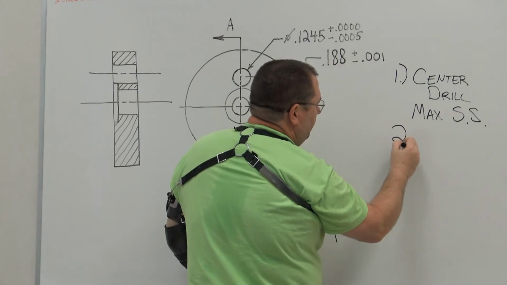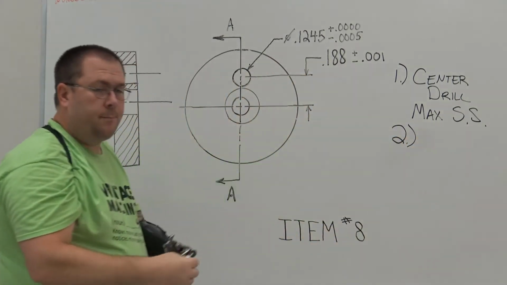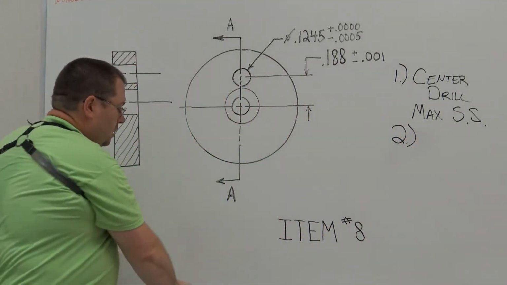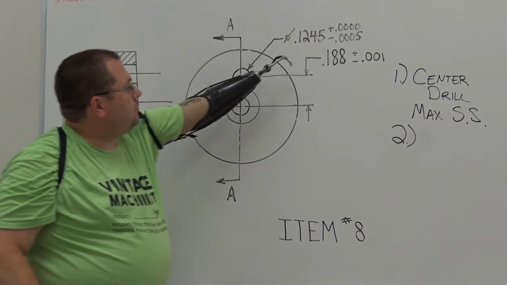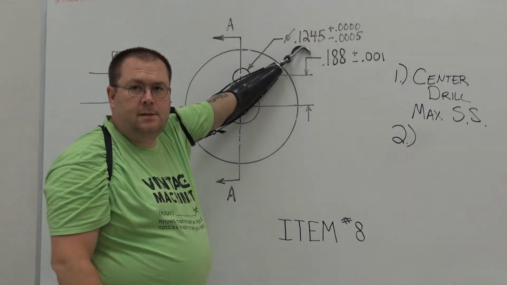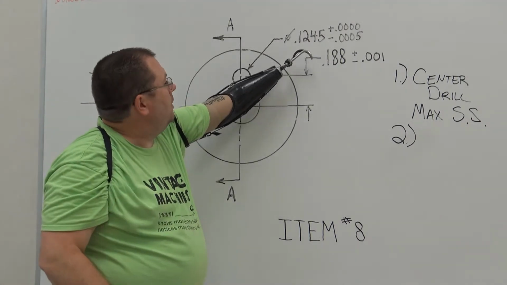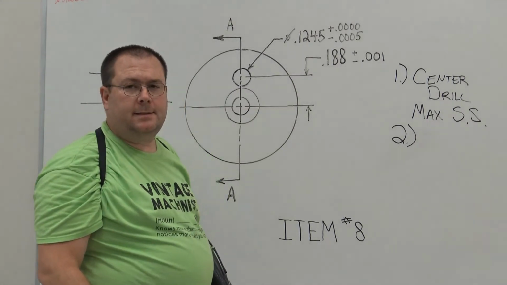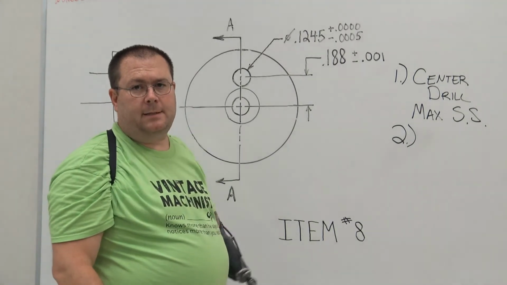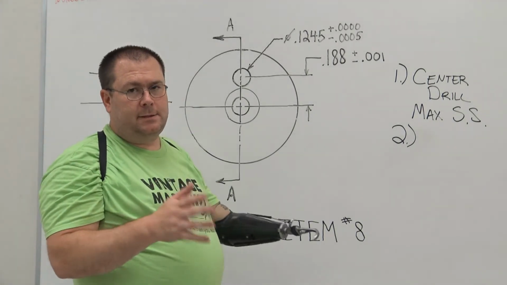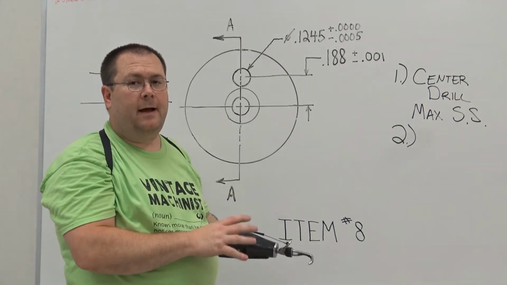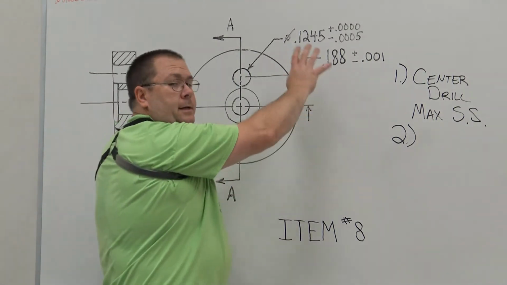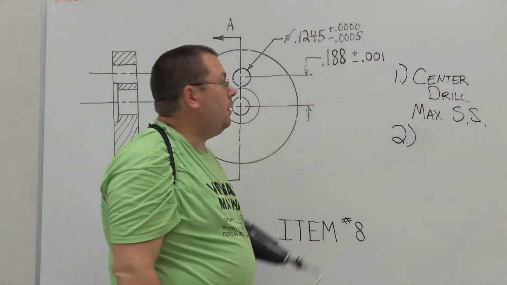Number 2, we're going to put a hole in there. Well, it already tells us right here that the hole needs to be, when we're finished, 124.5 thousandths plus nothing minus a half. I could go as big as minus a thousandth and it would still press just plenty fine, okay? But these are the tolerances that we have to deal with.